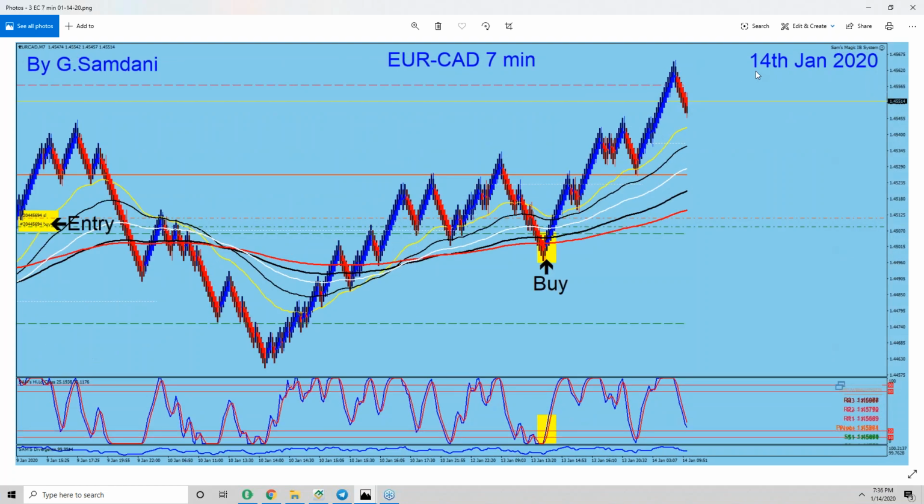Now the next one is on the 14th, the game started. This is Euro CAD. You notice that we were bearish here below the red line. I'm not going to show the 33 minute chart, you know it already. The 33 reversal happened here, and the price goes up. I took this one, got knocked out at break even, then took this one, and then it goes away. That happens a lot of times, but it doesn't really matter.